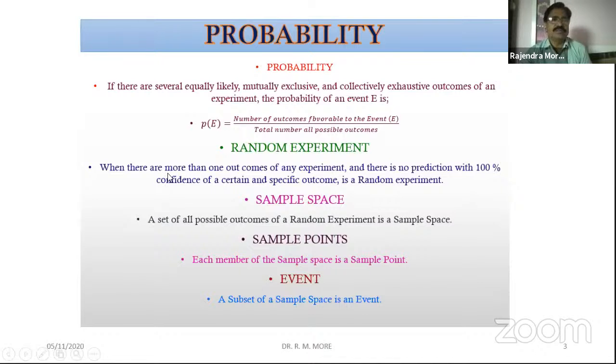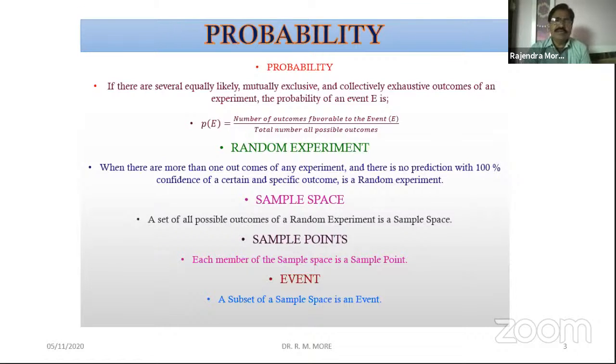What do I mean by random experiment? When there is more than one outcome of any experiment, and there is no prediction with 100% confidence of a certain and specific outcome, then that is called a random experiment. The set of all these outcomes of this random experiment is called the sample space. That is, the sample space is nothing but the set of all possible outcomes of a random experiment. Then what do you mean by sample point? Each member of the sample space is a sample point.